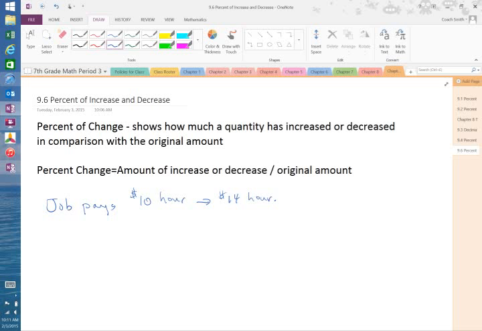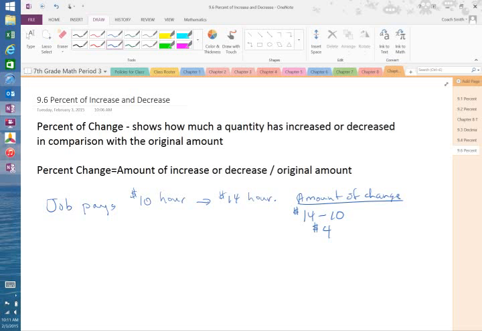Okay, so how do we do that? Well, first of all, the amount of change is what we need to figure. So we take the original amount, subtract it from the new amount. Okay, and that's $4. So my pay changed $4 an hour. Obviously, you can do that in your head. That's just the easy part.